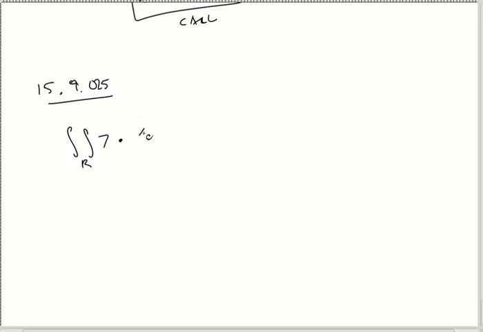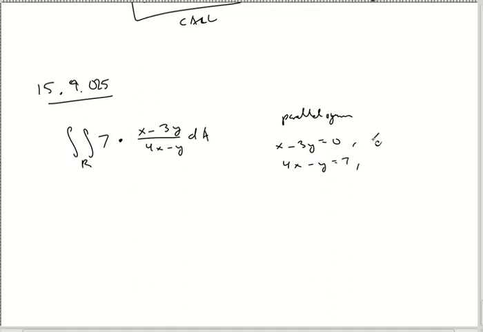7 times, and I got x minus 3y all over 4x minus y dA. Okay. And they say this is a parallelogram, and they give me x minus 3y equals 0, 4x minus y equals 7. I got x minus 3y equals 1, and then I got 4x minus y equals 8.